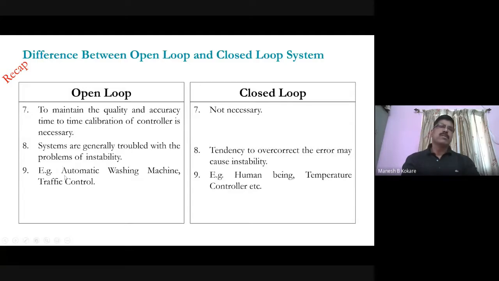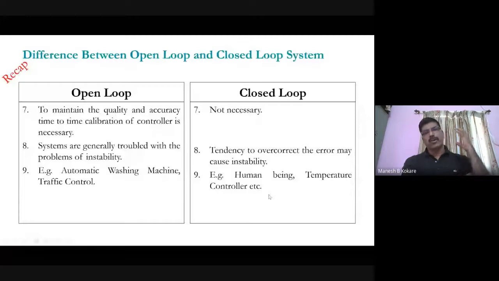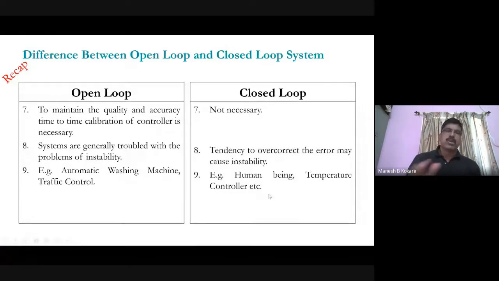Then we have seen the last difference, the examples. An automatic washing machine is one example of an open loop control system. Traffic control signals are also an example of an open loop control system, whereas a human being is a natural control system, which is a closed loop control system because we get the feedback from 5 sensory organs. Also, a temperature controller or your air conditioner is a closed loop control system. So that is what we have learned in the last lecture.